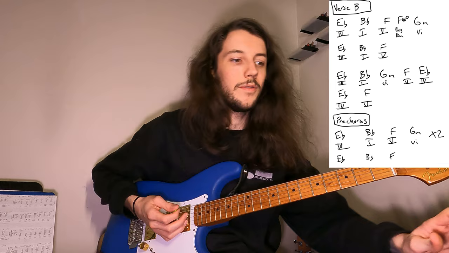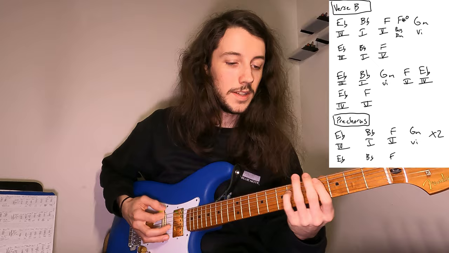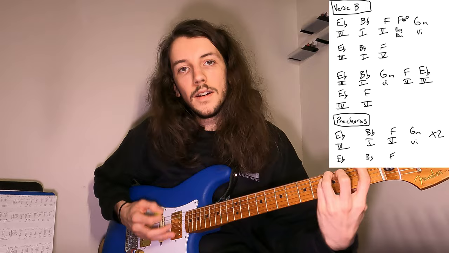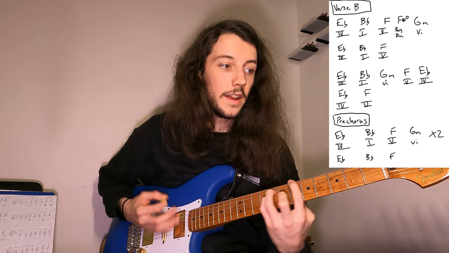Then we go into the pre-chorus, and now we're just playing power chords, but it's basically the same progression when it's like, please don't, I want you, I need you, oh God. And we do this twice, where it's E-flat, B-flat, and then it goes down to G, F, and then G minor. So this is the same, but now we're just chugging power chords.